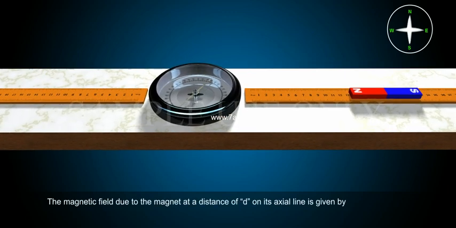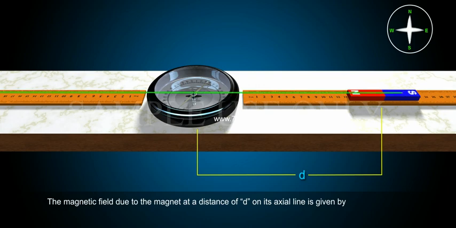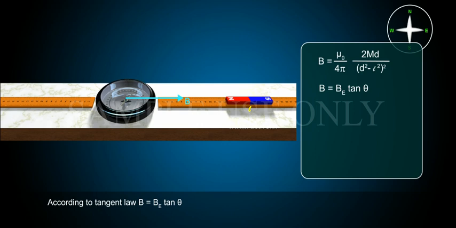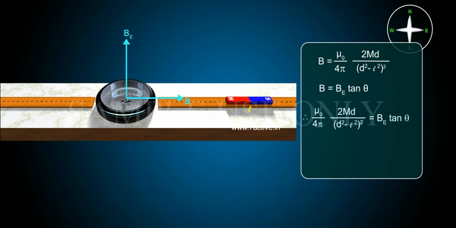The magnetic field due to the magnet at a distance of D on its axial line is given by B is equal to mu naught by 4 pi into 2MD by D square minus L square whole square. According to tangent law, B is equal to BE tan theta. Therefore, mu naught by 4 pi into 2MD by D square minus L square whole square is equal to BE tan theta. Therefore, M by BE is equal to 4 pi into D square minus L square whole square by 2 mu naught D tan theta. Equation 4.